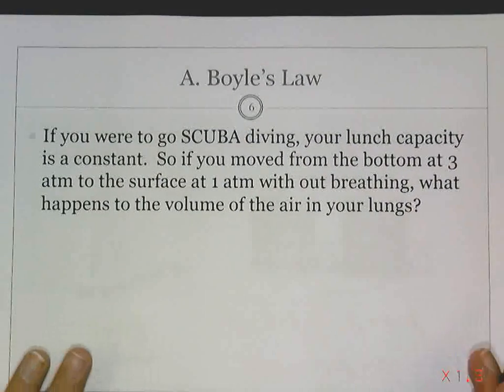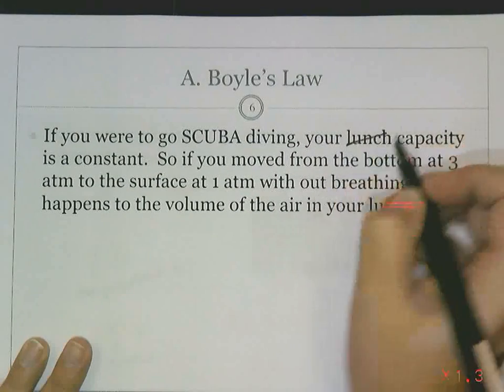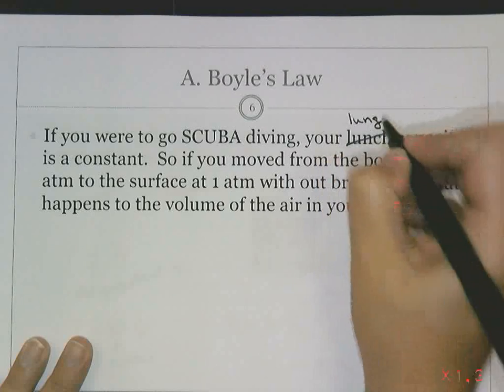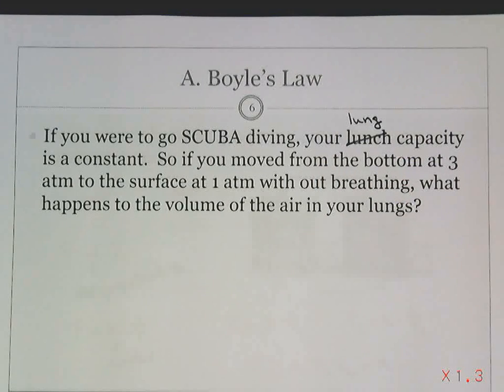This may be true. Your lung capacity may be constant. So let's say you're going to go scuba diving, which I won't because I'm petrified of the water. If you were going to go scuba diving, your lung capacity is a constant volume that you cannot change. So if you moved from the bottom of the ocean, which is measuring 3 atmospheres, to the surface, which is at 1 atmosphere, and you did it without breathing, what happens to the volume of air in your lungs?